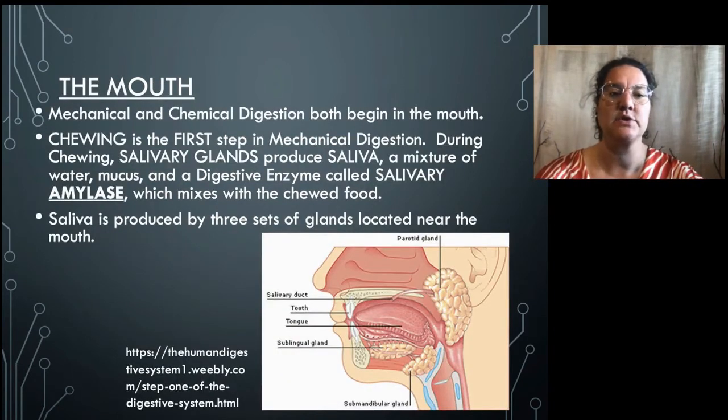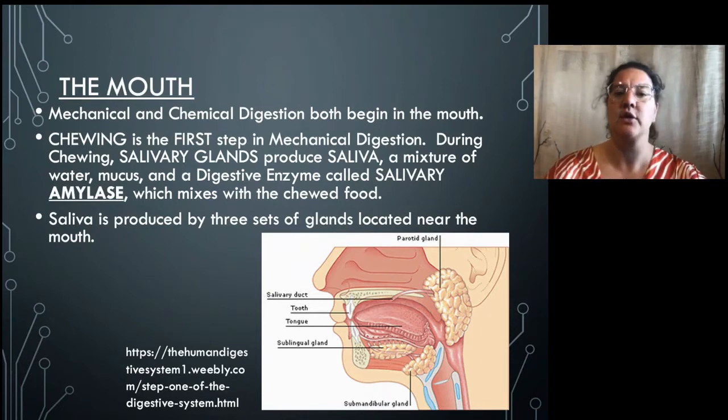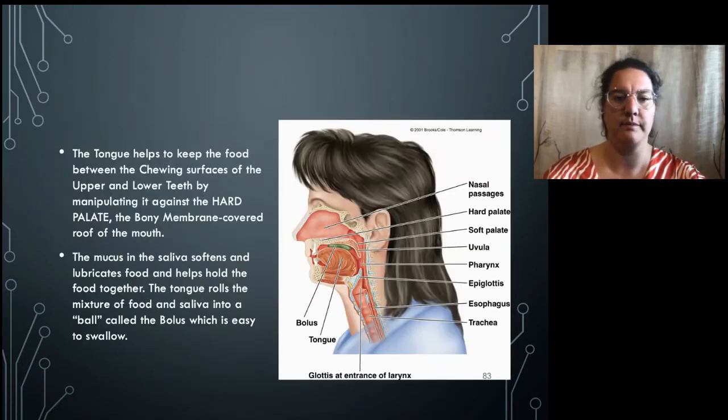So the digestive system starts with our mouth, and this is both where mechanical and chemical digestion begin. So chewing is the first step in mechanical digestion, and then salivary glands produce saliva, which is a mixture of water, mucus, and the digestive enzyme called salivary amylase, which is where chemical digestion will begin, which mixes with the chewed food. So the saliva is produced by a set of glands located near the mouth.